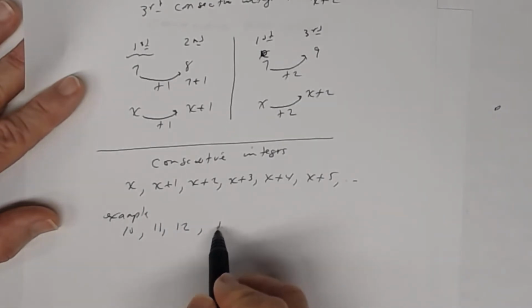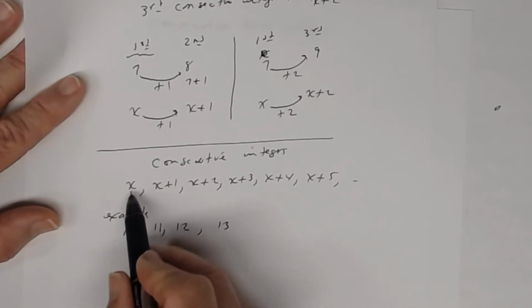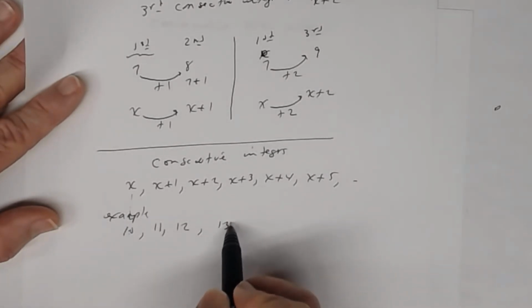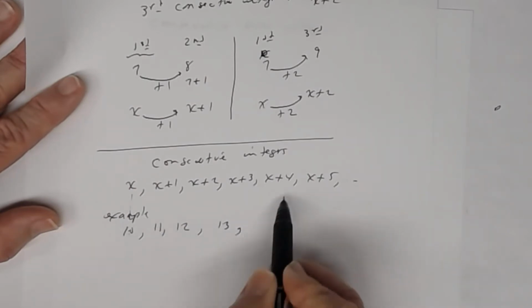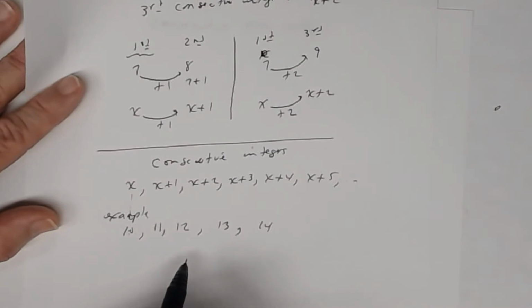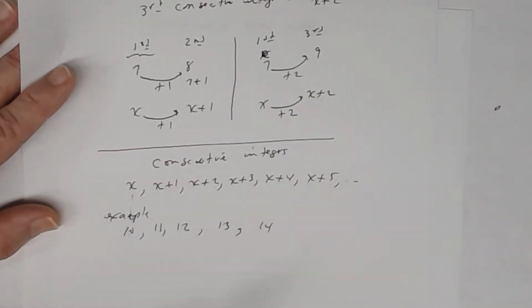The next one has to be 13. If x is 10, 10 plus, look, we already did 10 plus 3 is 13, right? Then the next one has to be 14. 10 plus 4 is 14. You understand? Okay, so you just kept adding one each time.